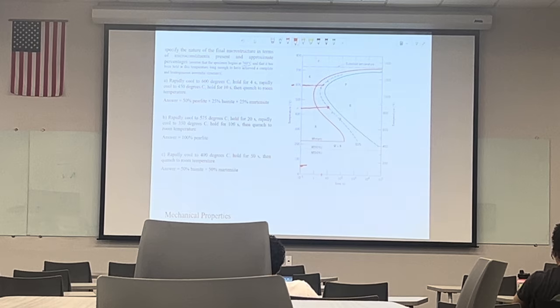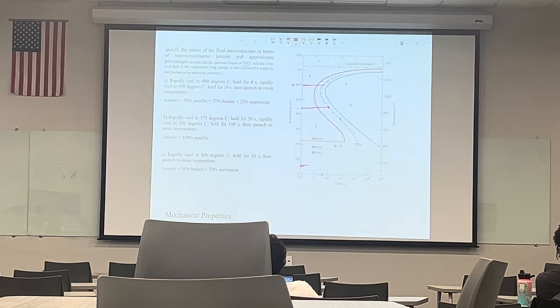The remaining austenite, what happens to the remaining austenite? It says we cool it down to 450. When we cool it down to 450, well, the pearlite is not going to change anymore. So we're not going to do anything with that 50% pearlite. But what happens to the 50% austenite that we have? From that 50%, half of it turns into bainite.